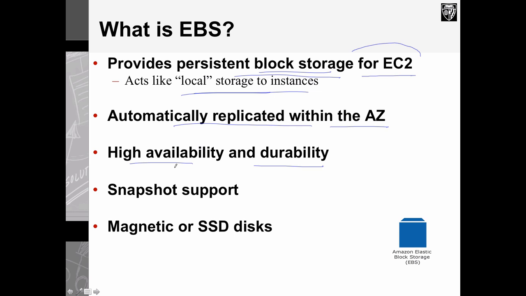EBS volumes also have support for snapshots. So that means you could use this feature to back up the data that's on your EBS volumes, and these snapshots are saved safely on an S3 bucket. We'll see how the snapshot feature works in a second. There are essentially two different types of EBS volumes that Amazon provides. The first one is the magnetic disk, or HDD, that we saw in the previous section, or the SSD disks, or the solid state devices.